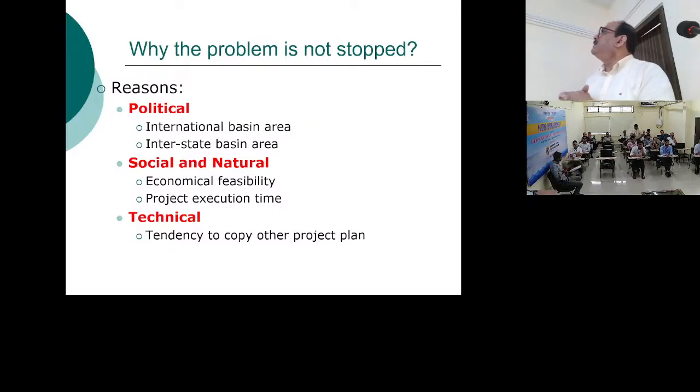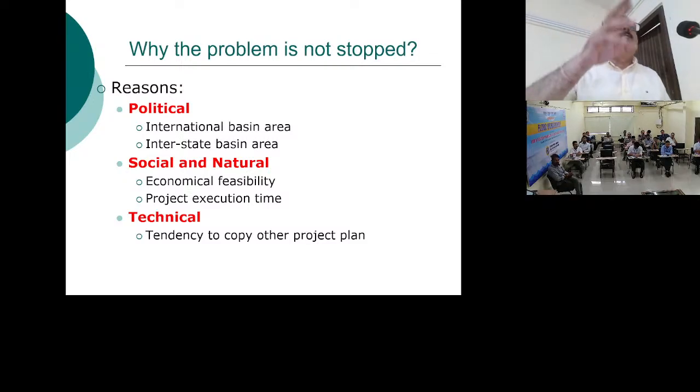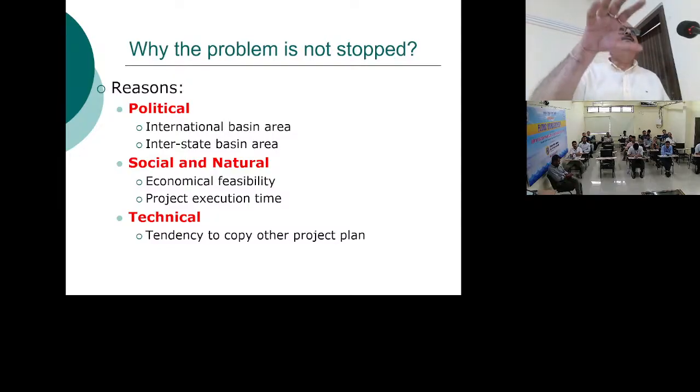Why is the problem not stopped till now? Okay, these are the last slides. First one is political. Our Brahmaputra, Ganga, these are international rivers. Even we cannot access the data till today. Then for Brahmaputra, more than 50% of the catchment area is under China's control. So we don't have the full control.